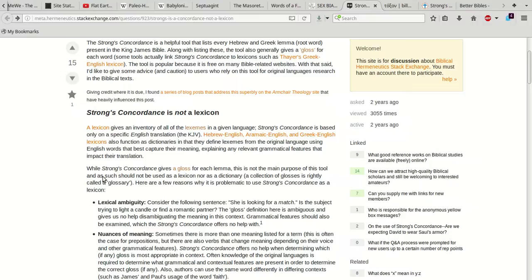And he goes on to say the differences between those things. A lexicon, which is basically a full-blown scholarly dictionary, gives an inventory of all the lexemes, remember that's the root words, in a given language. So in other words, it's not based on a translation, it's based on the language itself. Strong's Concordance is based only on a specific English translation, the KJV, King James Version.